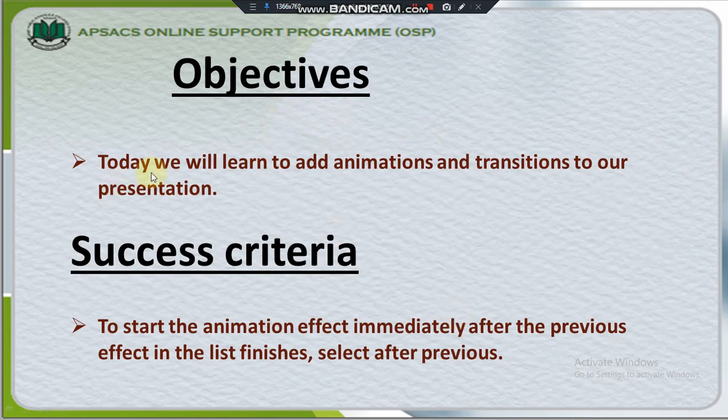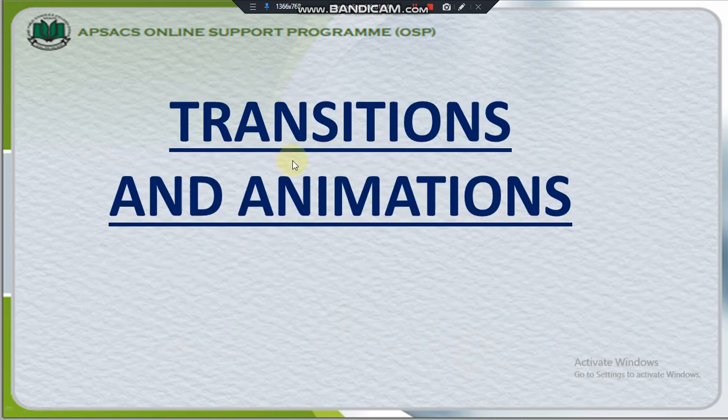Objectives: today we will learn to add animations and transitions to our presentation. Success criteria: to start the animation effect immediately after the previous effect in the list finishes, select after previous. So, as you know, our today's task is transitions and animations. I will tell you how we can add transitions and animations to our presentation.